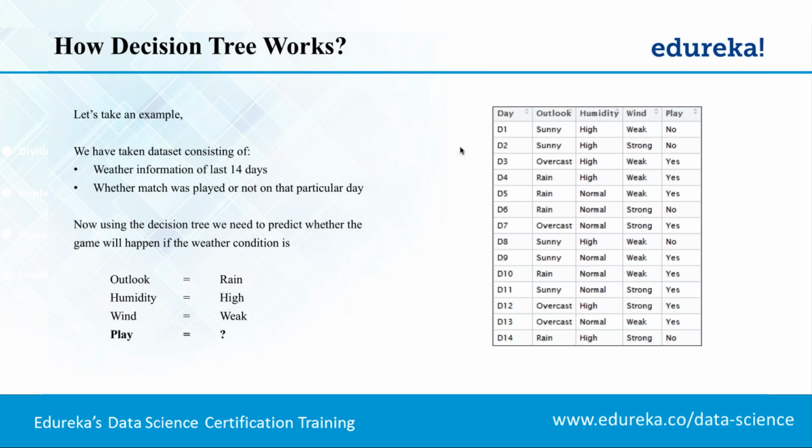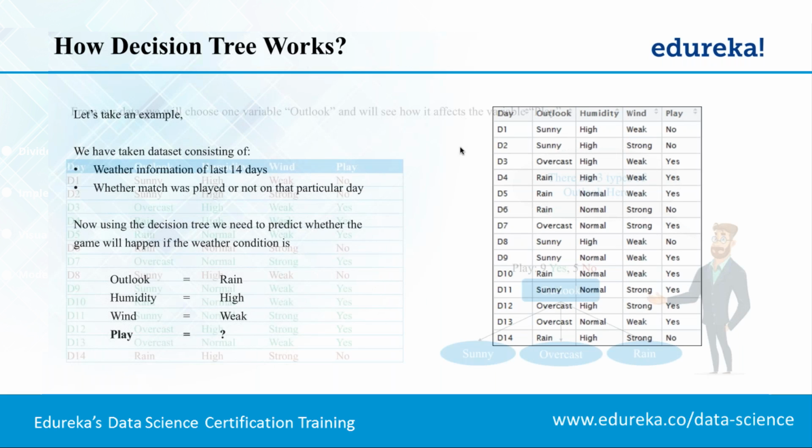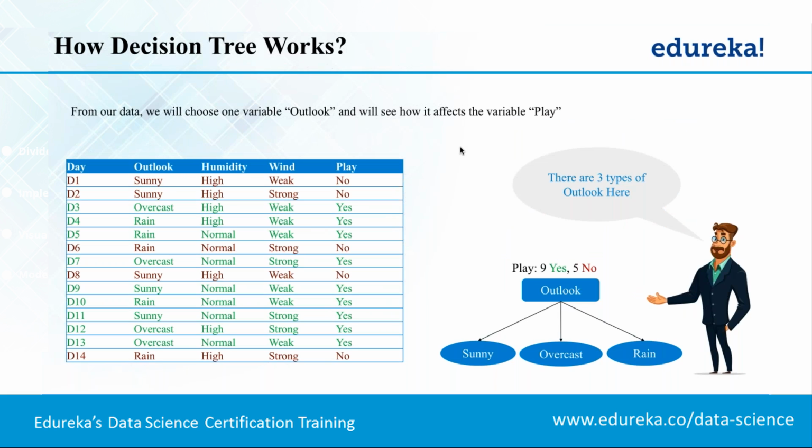So let's take Outlook to begin with, and let's see what all the different values of Outlook are. What are the three values? It can be sunny, it can be overcast, or it can be rain. So those are the three possible outcomes if I look at Outlook. What that means is if tomorrow's Outlook is sunny, I go to the left branch. If tomorrow's Outlook is overcast, I go to the middle branch. Otherwise, I go to the right branch.